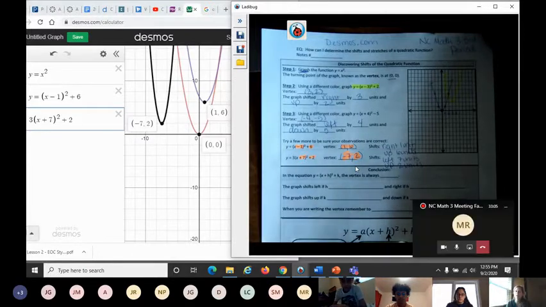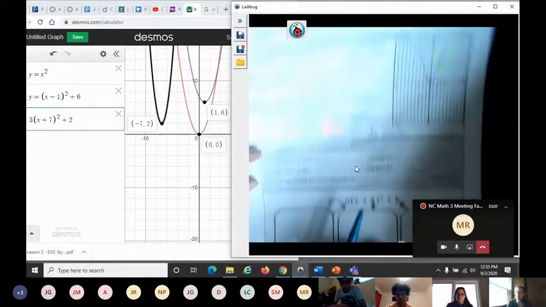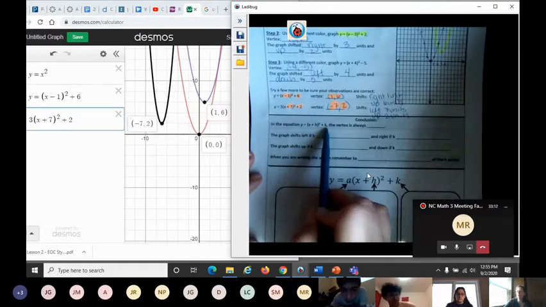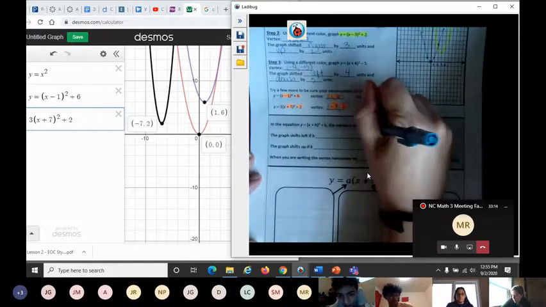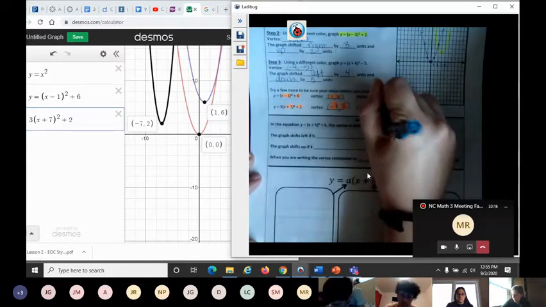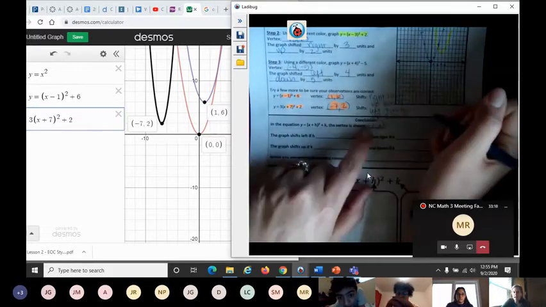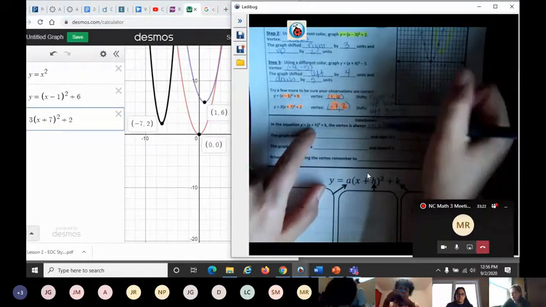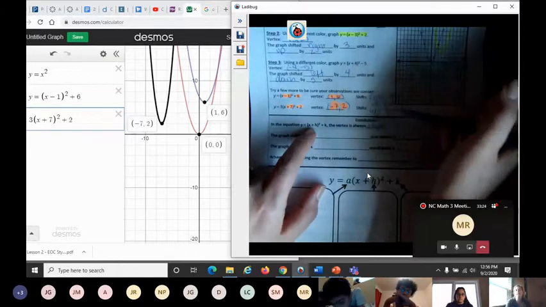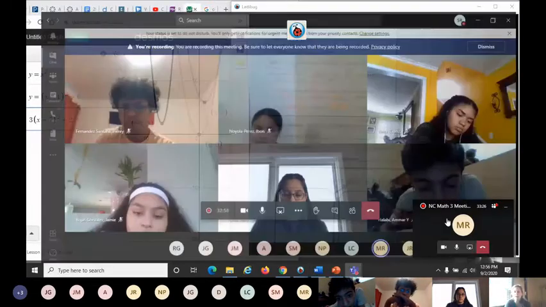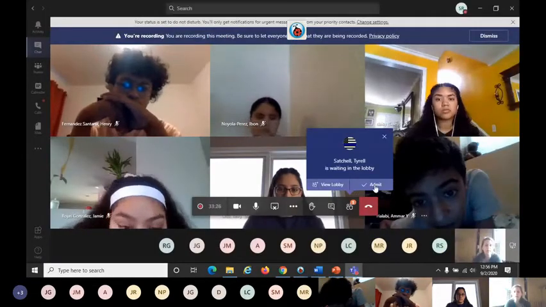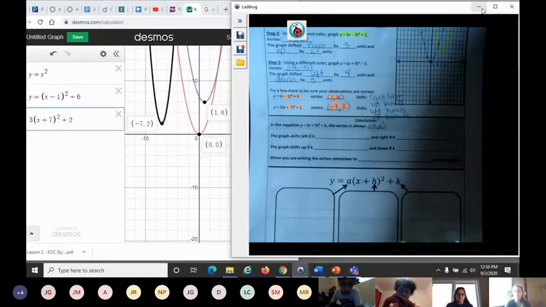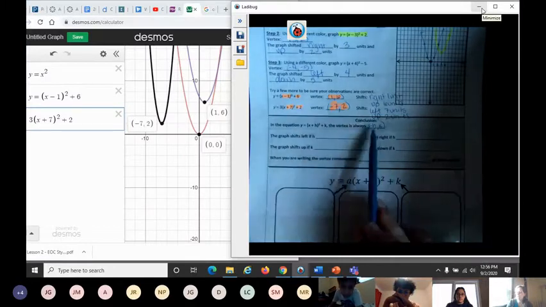Okay, so let's write out this conclusion. It says in the equation (x plus h) squared plus k, the vertex is always going to be -h, k. Okay, we flip the sign of h. So inside the equation, it's positive, we always make it the opposite sign. And then k is going to be your y value every time. So -h, k.